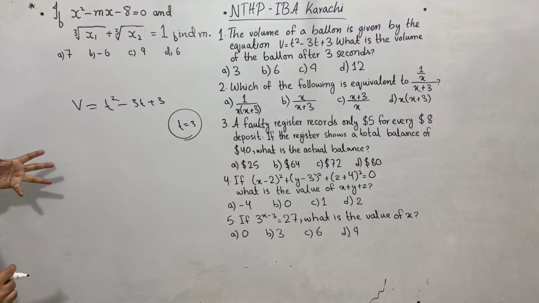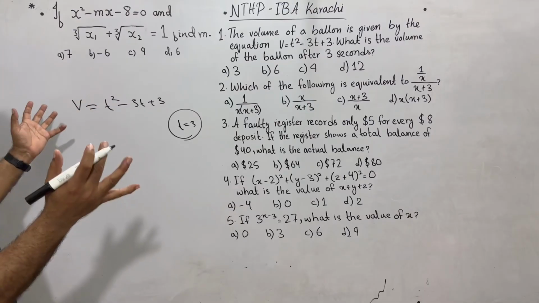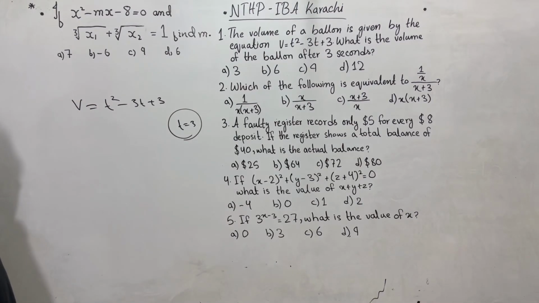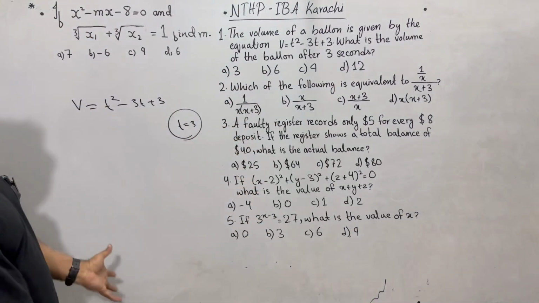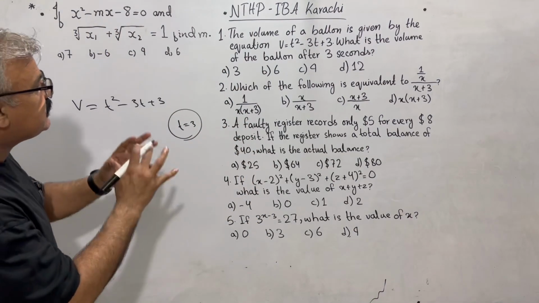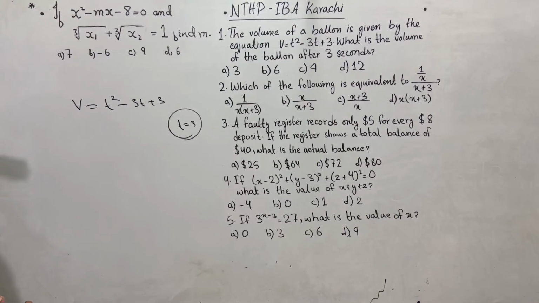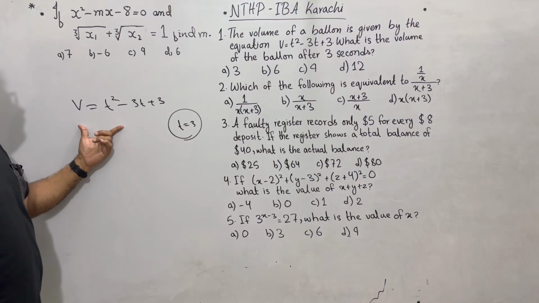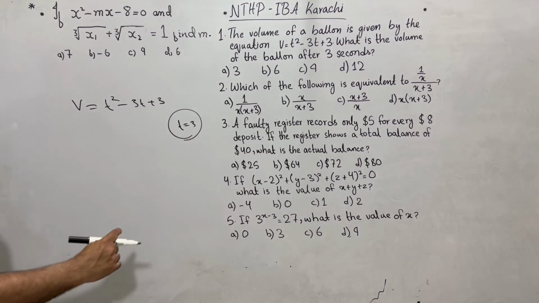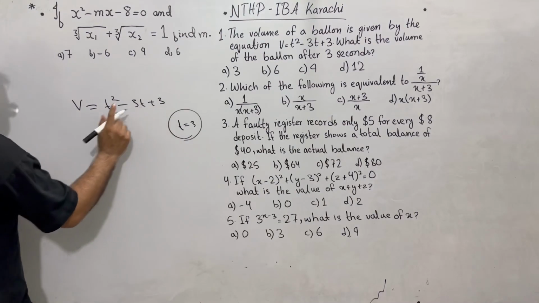Now we have to see at what rate it is inflating or deflating. It is not mentioned here whether it is increasing or decreasing. If it is increasing, the balloon is inflating. If it is decreasing, then it is deflating. In that case, we are on the safe side. Just put T is equal to 3 to get the answer. We are asked to find its volume after 3 seconds. Just plug in T is equal to 3.